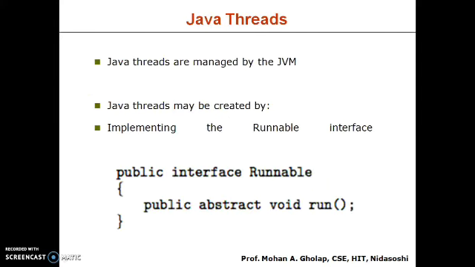So here we have Java threads. Java threads are managed by the JVM, that is, the Java Virtual Machine. Java threads may be created by implementing the Runnable interface as follows. I think you might have already studied Java. Java provides an interface that is Runnable. If you implement this Runnable interface, it has a particular abstract method, that is public abstract void run. So by implementing this interface, you can implement Java threads.